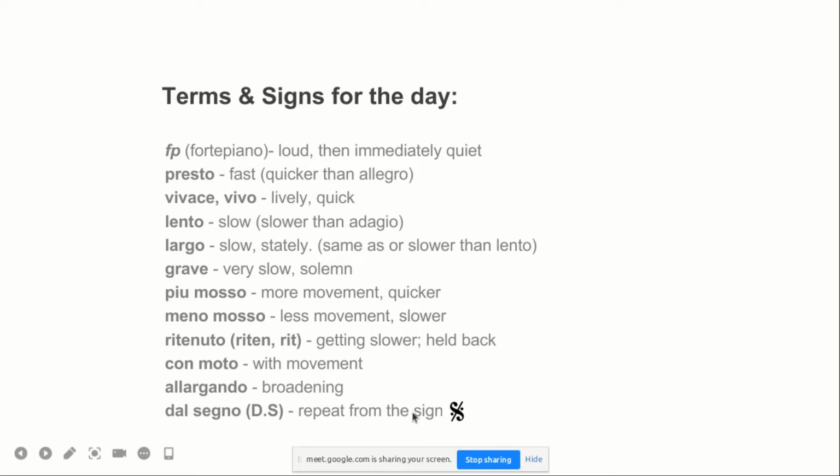It means repeat from the sign. This is the sign, segno. It's written as segno. So when you find the segno, it means repeat from this sign that you can see here. It's called a segno.